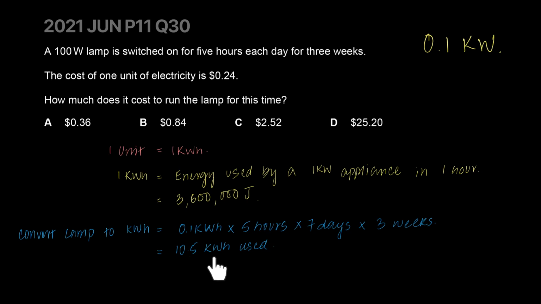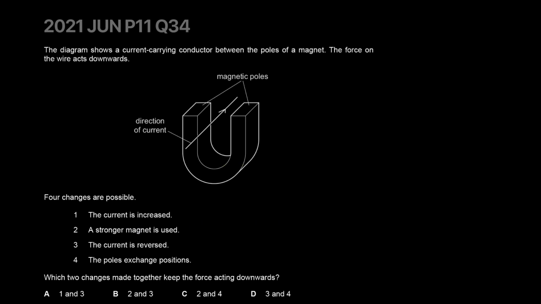Now we take this value and we know 1 kilowatt hour is $0.24. How much is this? It's going to be very close to just 10 times the amount, slightly higher. So I can just go for an answer like that. That's 10 times the amount and slightly higher. But if I calculate it, I get that exact value, which is $2.52.